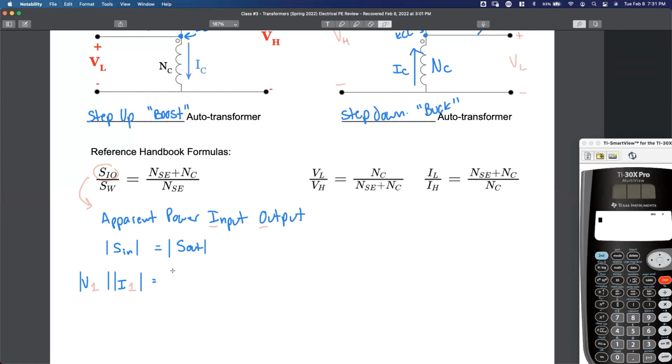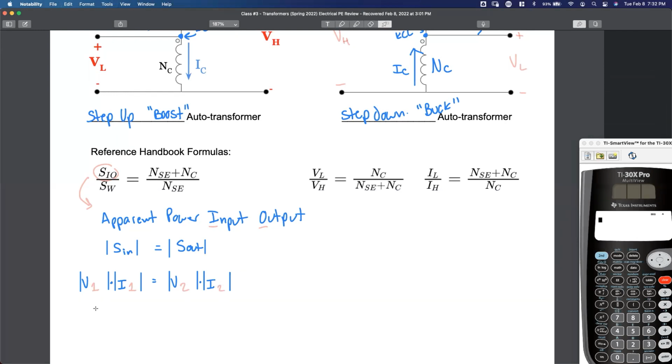Likewise, how do I calculate my output power? This is the single phase apparent power formula, right? The single phase apparent power formula is the product, multiplication, between the magnitude of the voltage and current. How do I calculate the output? This time it's V2 times I2.